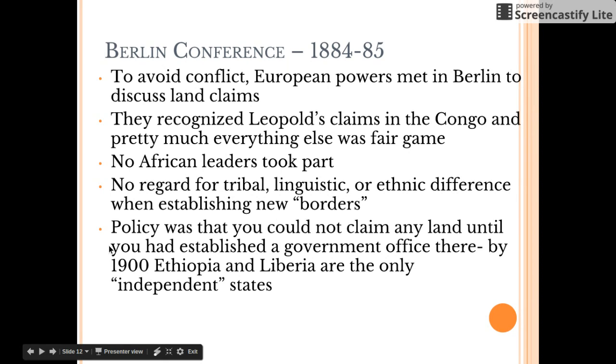And then finally, by the turn of the century, the only two countries left that were considered quote-unquote independent were Ethiopia, also known as Abyssinia. Pay special attention to that because that'll come up next chapter, and Liberia. And this is another place that Americans hold dear because this is a former colony, I believe, officially. But by the 1900s, it was an officially independent state.